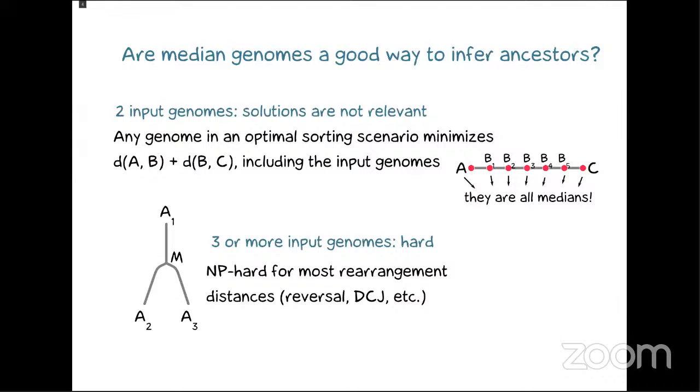For 3 genomes, you have a suitable representative, but finding the median for 3 genomes is NP-hard for many rearrangement distances, even simpler ones like the reversal distance, or the more popular ones, such as the DCJ.